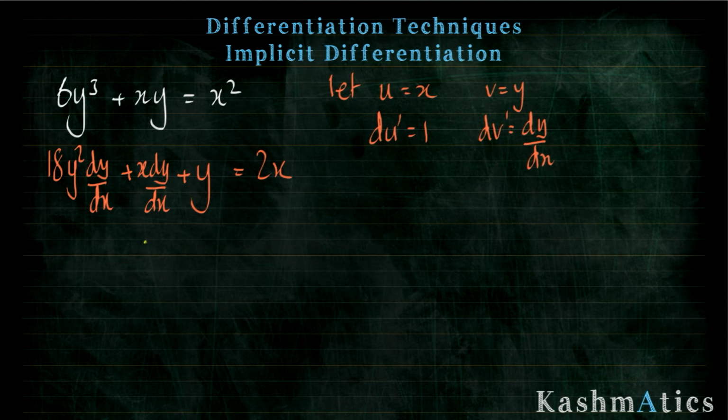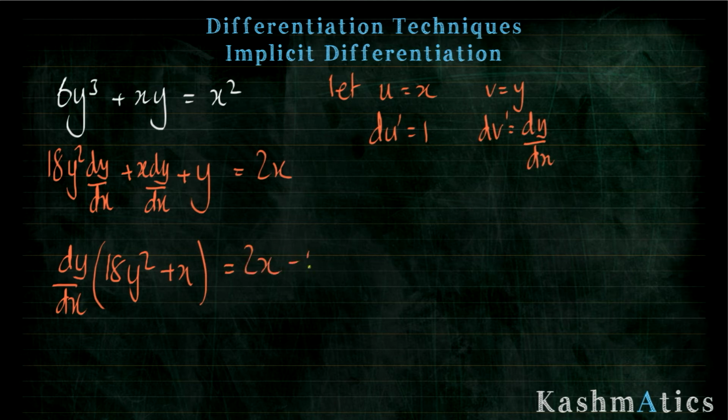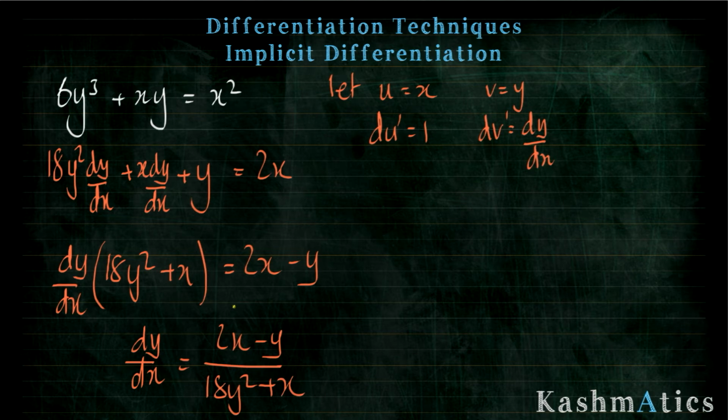Anyway, we need to rearrange this to make dy by dx the subject. I've got two terms with dy by dx, so we need to factorize that out. So dy by dx, open your brackets, 18y squared plus x. And whilst I'm at this, I'm going to move this to the other side. So 2x take away y. And now I'm going to divide by this inside the brackets. So dy by dx equals 2x minus y over 18y squared plus x.